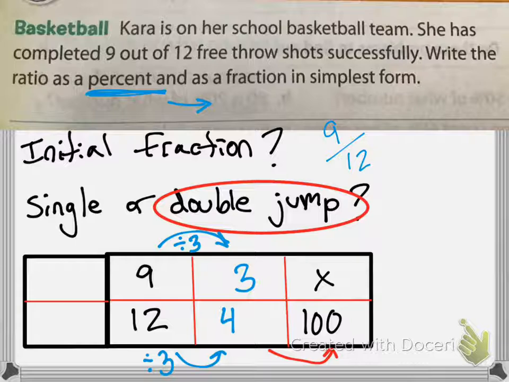4 to 100. This one, think about money. What do we think it is to get from 4 to 100? What do we think? Vahe? Multiply by 25. Times 25. So here we do the same to the top. Times 25.